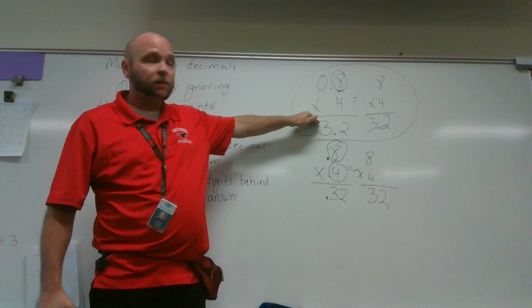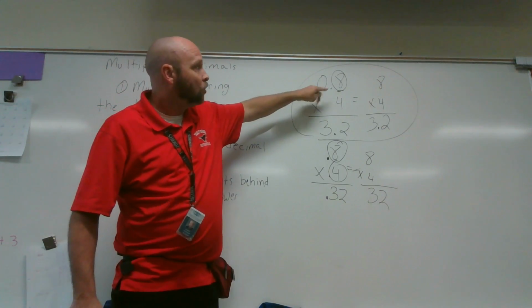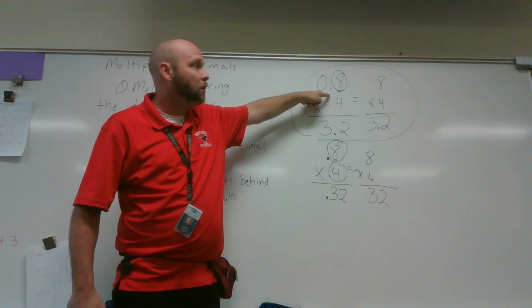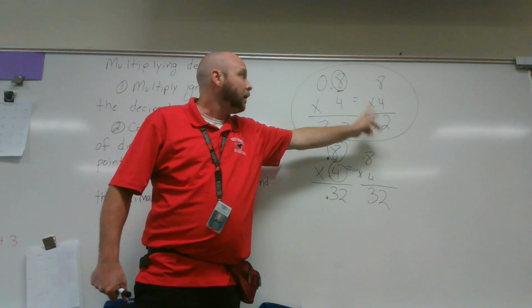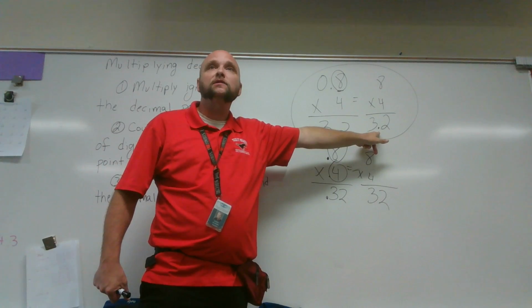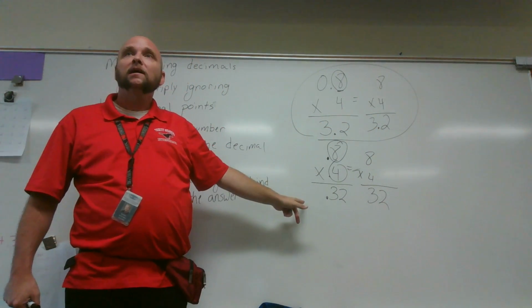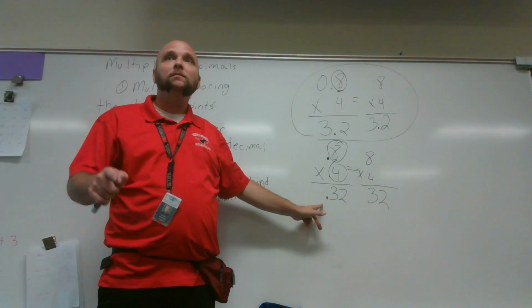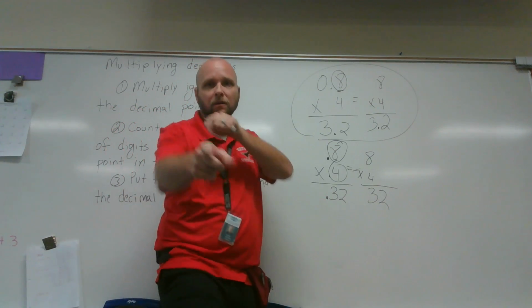Okay, so the difference between these 2 problems. One has only one number behind the decimal point in the problem, so there's one number in the answer. The second one has 2 numbers behind the decimal point in the problem, so it has 2 behind it in the answer. I'll come back and do some more.